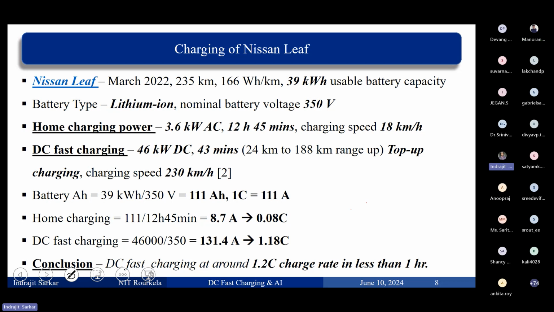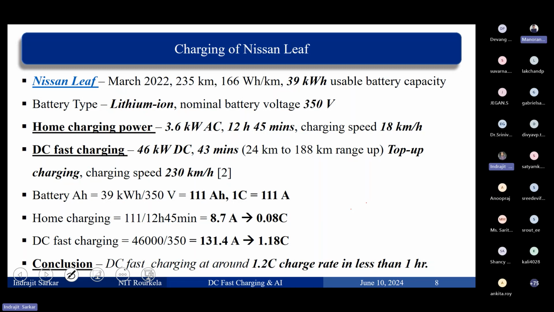So if you know, it's fine. Otherwise you can think on why going for higher voltage, because it is a car. Why are we going for higher voltage, rather than it being better on lower voltage? Now they provide a home charger whose power level is 3.6 kilowatt AC, and it takes around 13 hours.